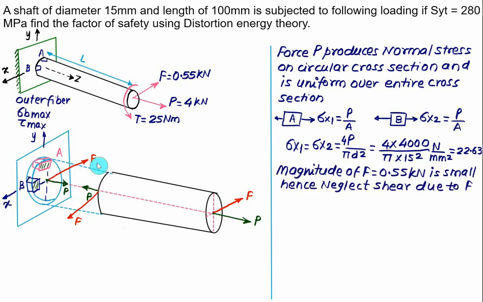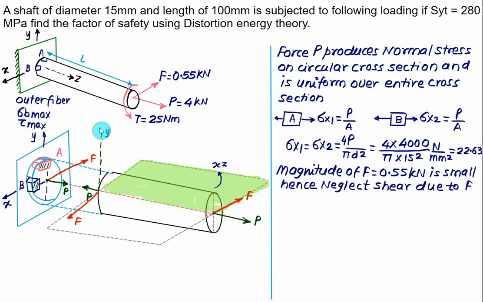So this force F will produce the shear, but the contribution of this force is very small because the value is only 550 Newton. Hence we will neglect the shear due to F. This force F above the y-axis will produce the bending moment in this direction. That is, this force will produce the bending moment in this plane. This plane is same as XZ plane. That is, the bending moment is produced above the axis Y, and this bending moment is this direction.